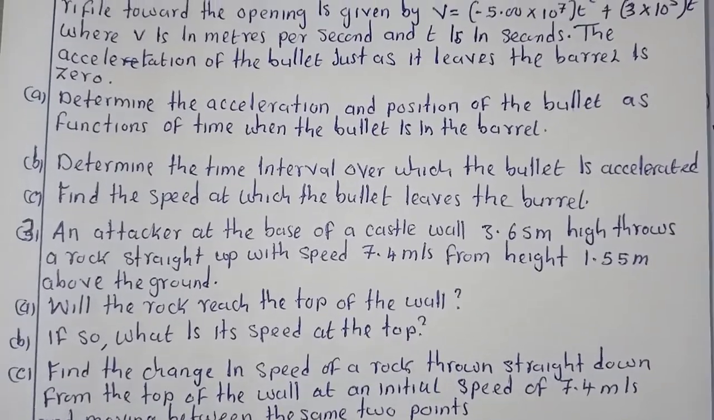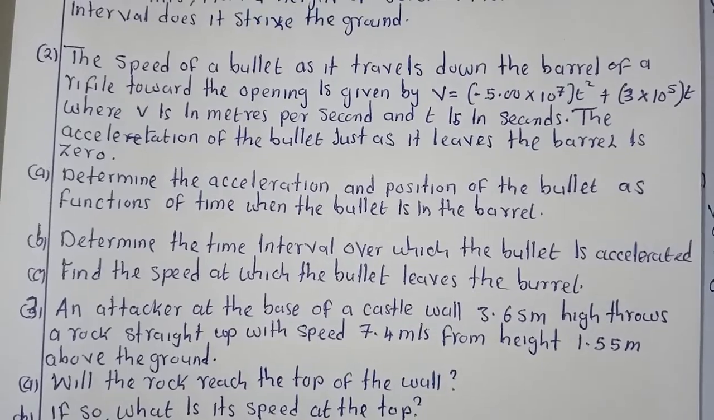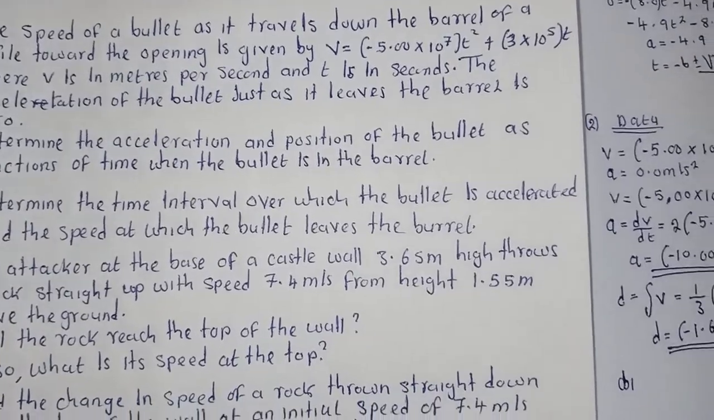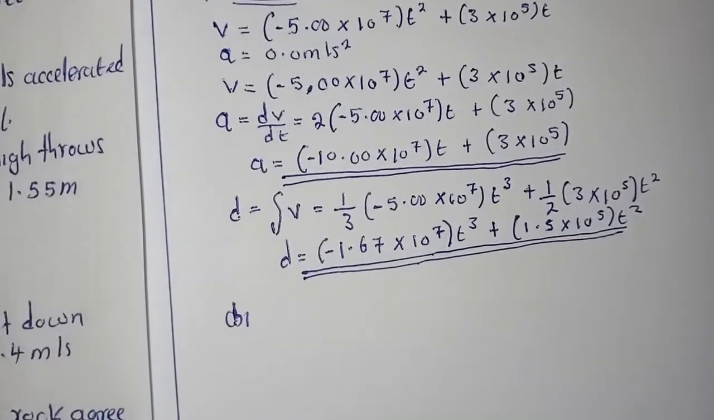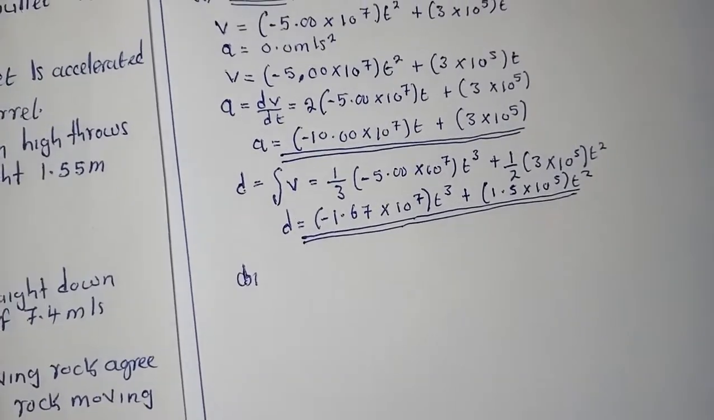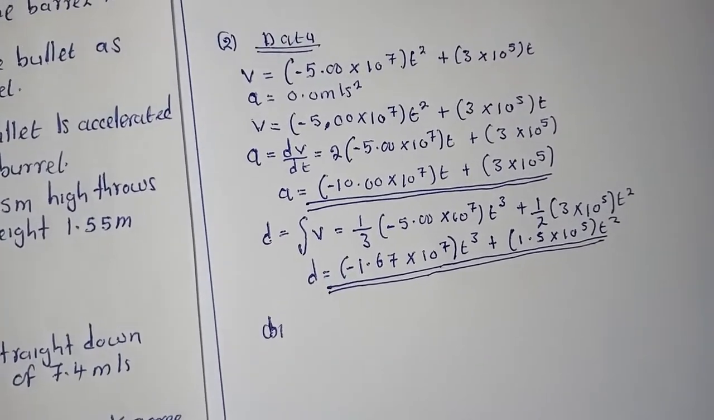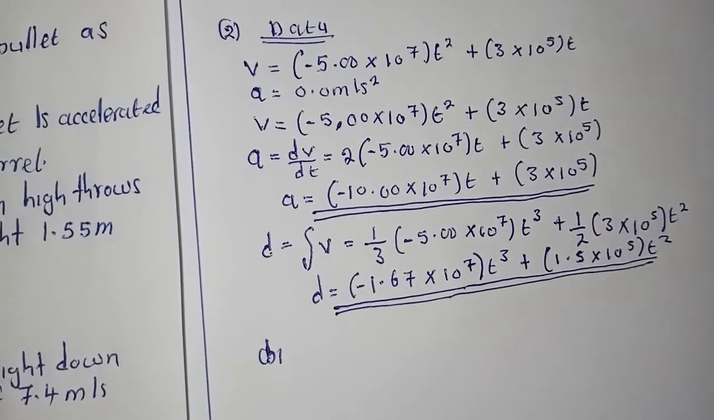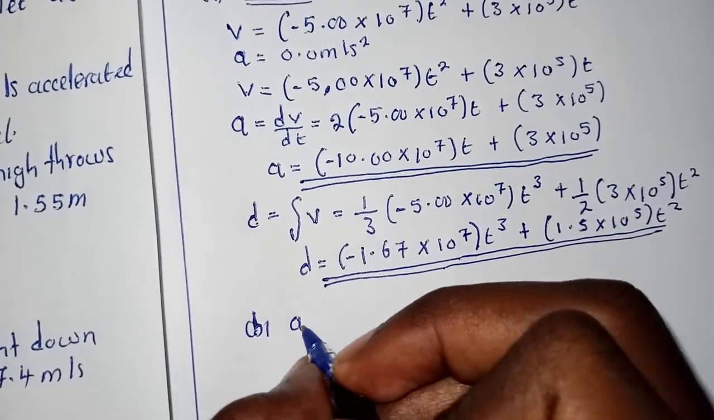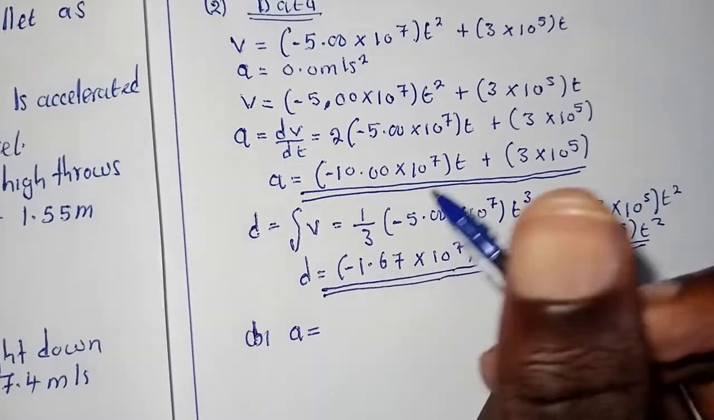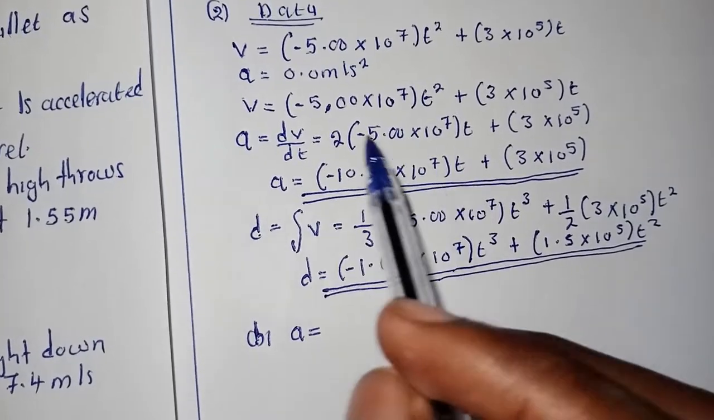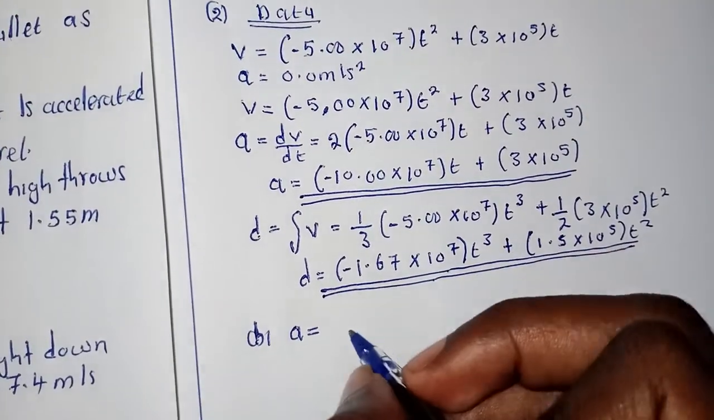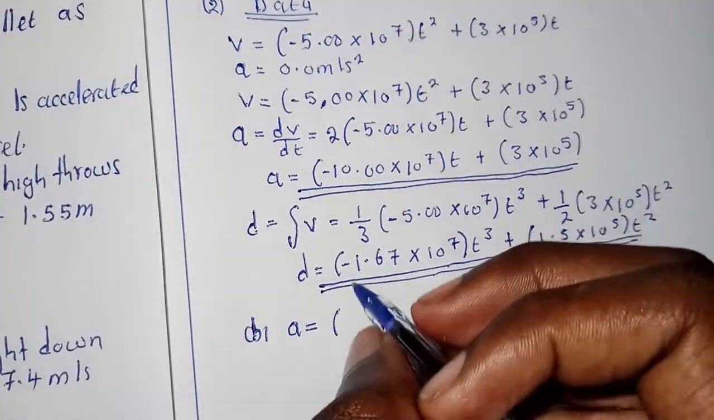B, determine, we're on question 2, the time interval over which the bullet is accelerated. How do you determine the time interval? It's very simple. For the time interval, of course, we have an expression for the acceleration. Remember, we have found it. It's here, this one. So get the one we found for acceleration.